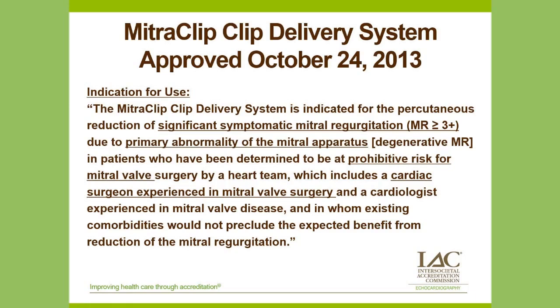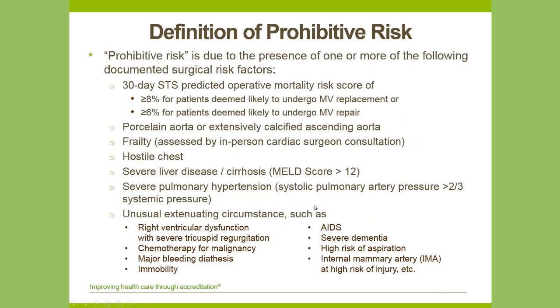There's not much choice. MitraClip, what about that? You're doing echoes in your lab, and some of these patients are going to want a MitraClip. They've heard about it. Who should get one? Well, the FDA approved it for symptomatic severe MR, which is 3+ or 4+, primary abnormality of the mitral valve apparatus, not secondary, and this is also known as degenerative MR, and they have to be determined at prohibitive risk for mitral valve surgery by a heart team. And that has to include a cardiac surgeon experienced in mitral valve surgery. So that's who the MitraClip is approved for.